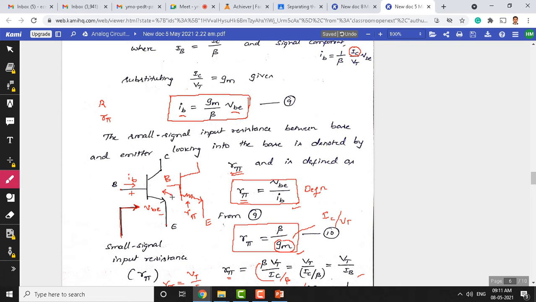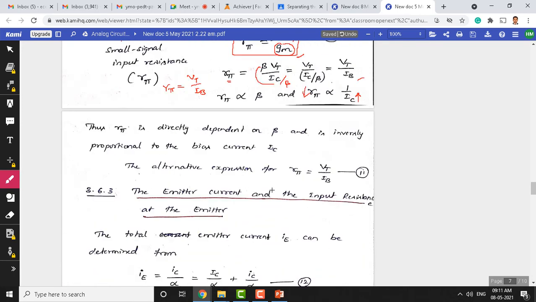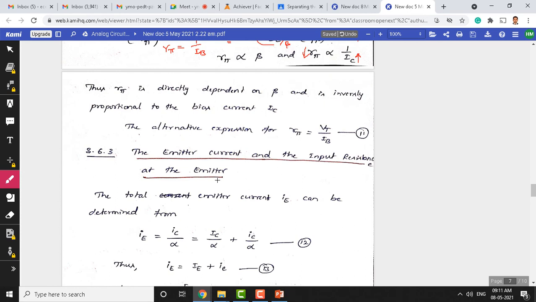As seen into the emitter. This is RE, another resistance we want to measure. R pi and RE are different, they are not the same. We just now discussed R pi. Now we are going to discuss another important internal resistance called RE. Now let us see how to derive that.